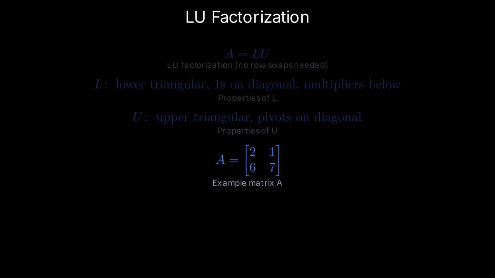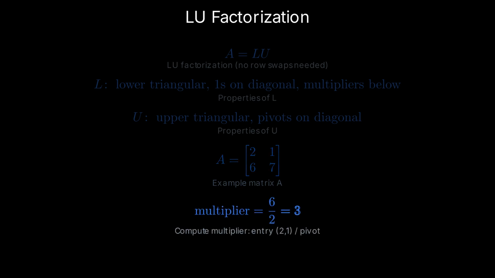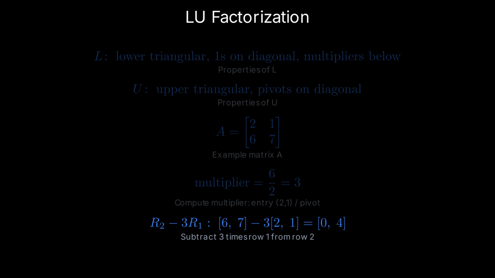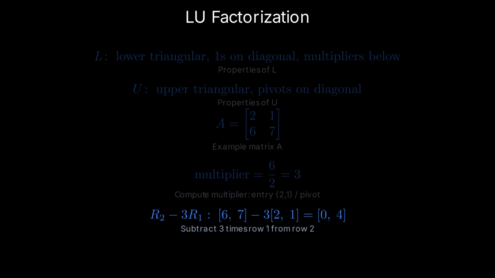Let A equal the 2 by 2 matrix, 2, 1 in the first row, and 6, 7 in the second row. To eliminate the 6 in position 2, 1, we compute the multiplier 6 divided by 2 equals 3. Now subtract 3 times row 1 from row 2. Row 2 becomes 6 minus 6, which is 0, and 7 minus 3, which is 4. So the new row 2 is 0, 4. Now we can write the factorization.